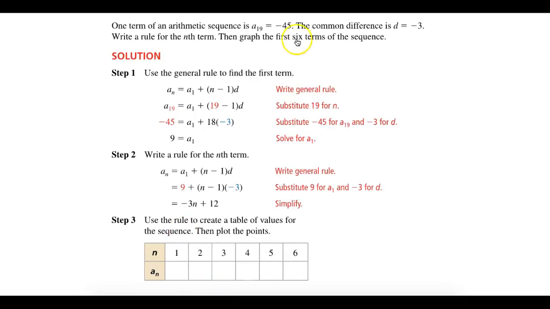Now, I'm not too worried about graphing the first 6 terms of the sequence, so we might talk about that in class a little bit. So don't worry about this last part.